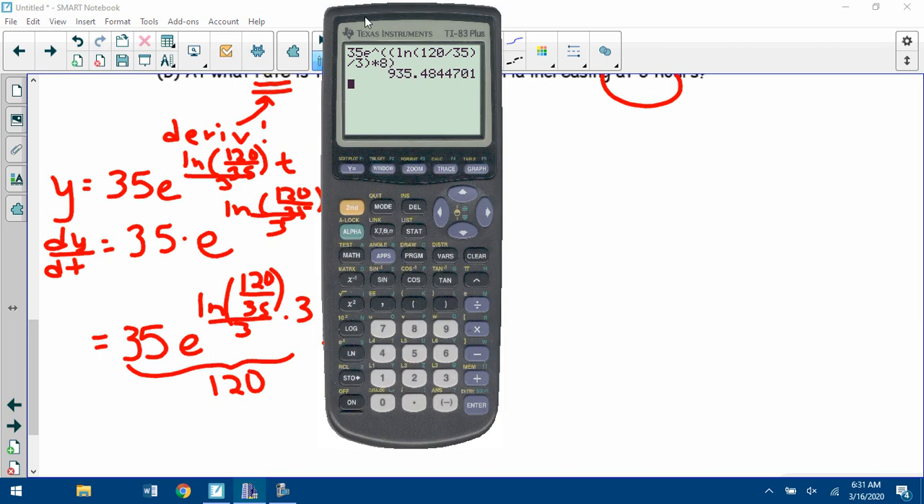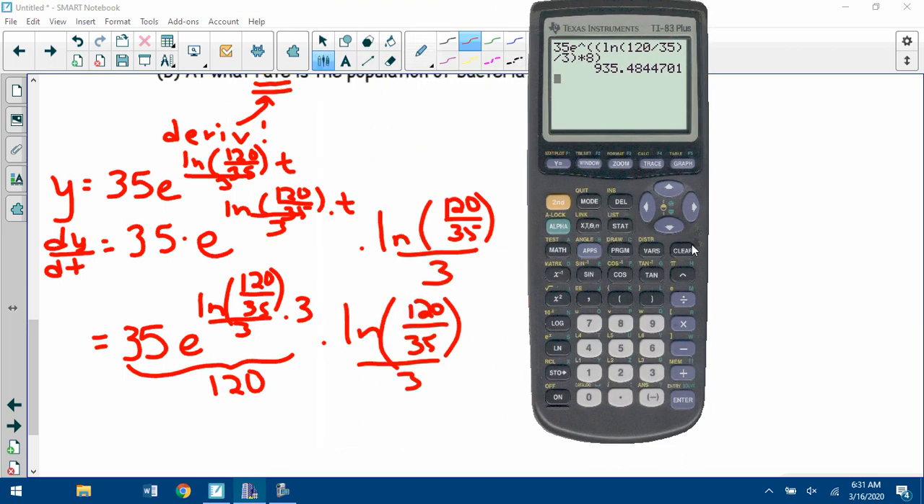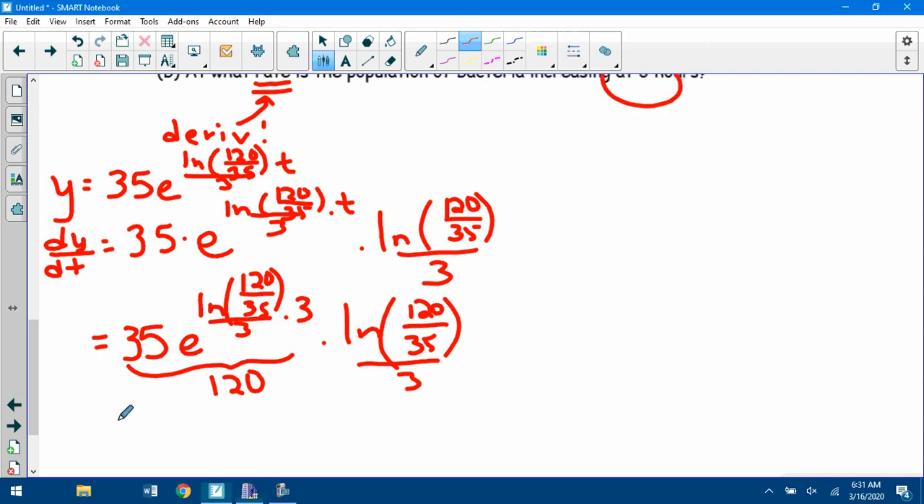So now all I really have to do is 120 times ln of 120 over 35 over 3. 49.286. And if you wanted to do units, it'd be bacteria per hour.